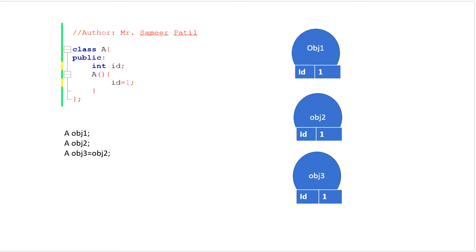So here is a snapshot of the code in which we have class A with one id variable, and we are initializing that id variable inside a constructor to the value 1. Three objects are created: object 1, object 2, and object 3 is assigned to object 2. That means you are going to copy all the values of object 2 into object 3. When we create these three objects, independent copies of all three are created, and all three objects have a separate copy of the id variable. As we are using a constructor to assign the value 1, these three objects initially keep the value as 1.